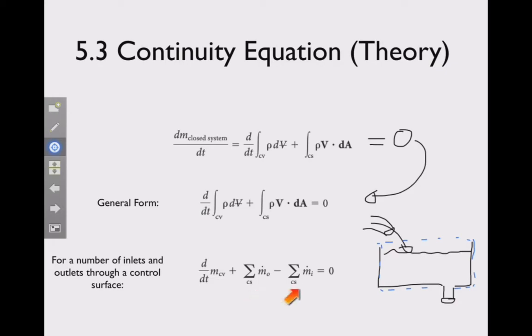Note that if we move these two things to the other side, which we'll do in a minute, dm for the control volume dt actually equals the sum of the inflows minus the sum of the outflows. So physically this makes sense: if the inflow is greater than the outflow out the bottom here, then the water in the sink will go up, and this will be a positive dm dt.